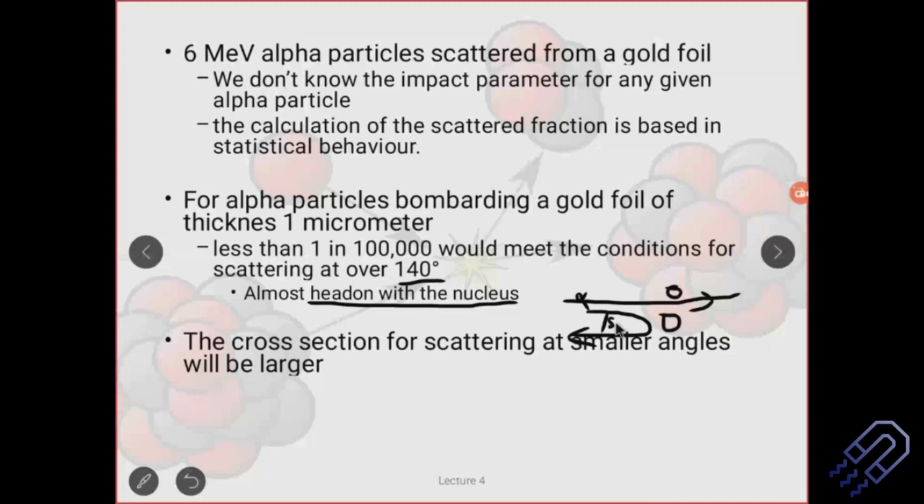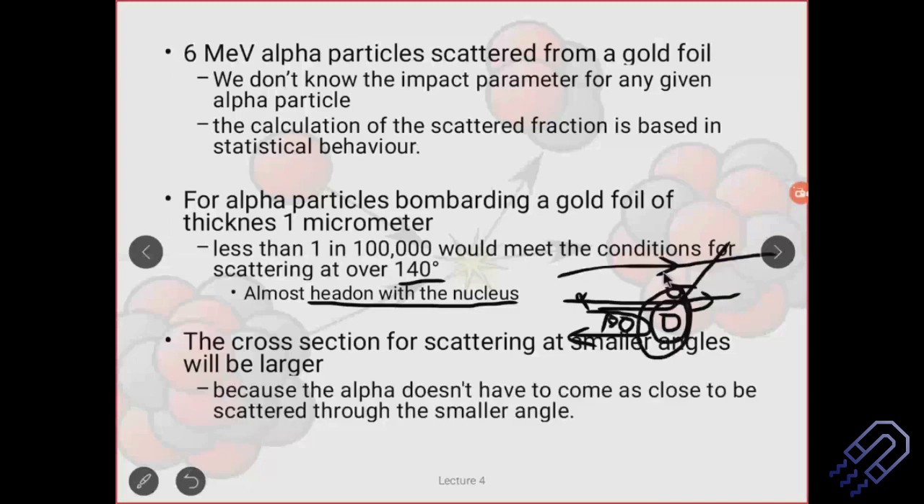This we are going to see through an animation. The alpha particle doesn't have to come as close to be scattered through a smaller angle. So for smaller angle, it doesn't need to come that close. Even if it is a bit far, it can get scattered. But if it is very near, it scatters at around, let's say, 140 degree, 150 degree and so on.